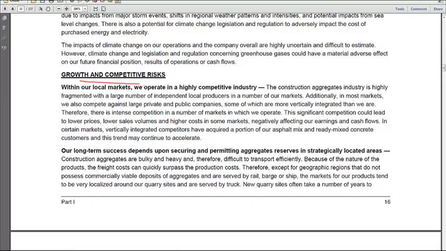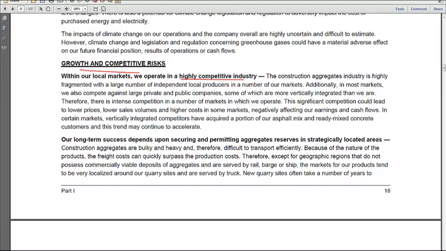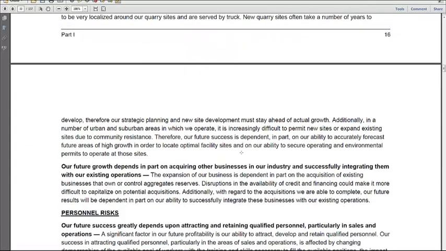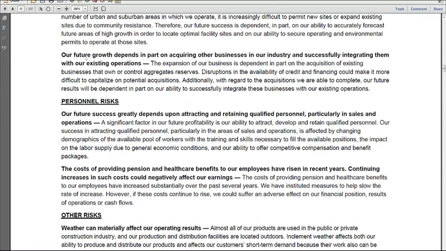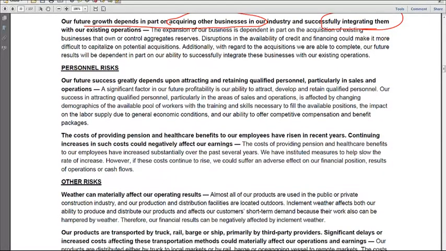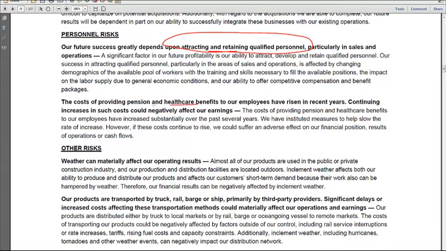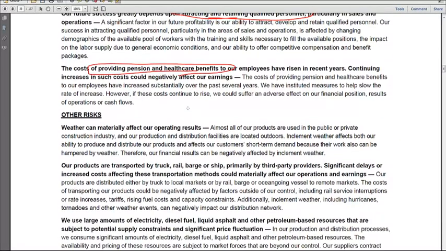There are growth and competitive risks. It's a highly competitive industry. They've got to get reserves in strategically located areas. Future growth is going to depend on acquiring other businesses, and acquiring businesses sometimes doesn't go well if you can't integrate them into your existing operations. This is sort of boilerplate, but we have to attract and retain qualified personnel. Cost of providing pension and healthcare benefits is high.